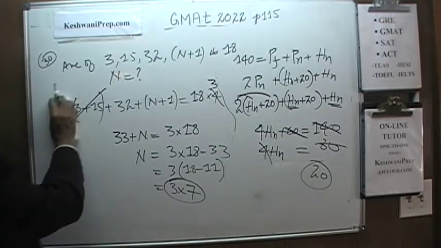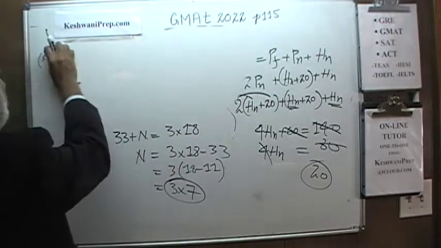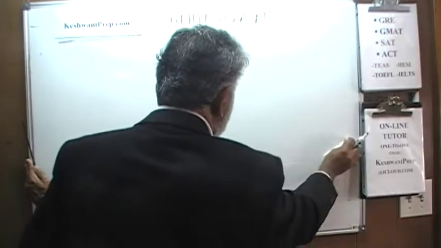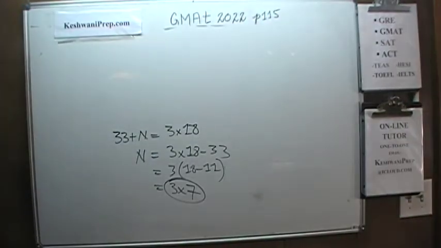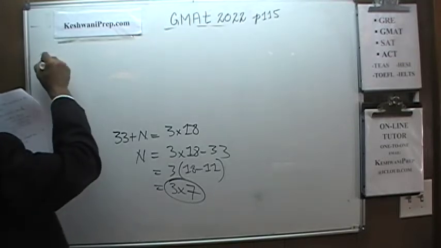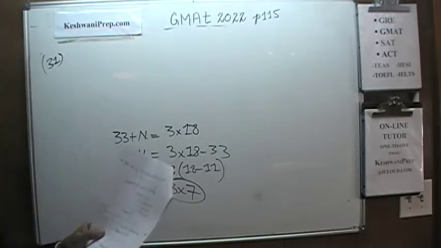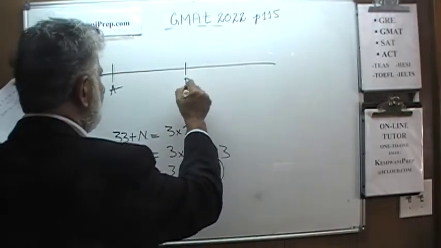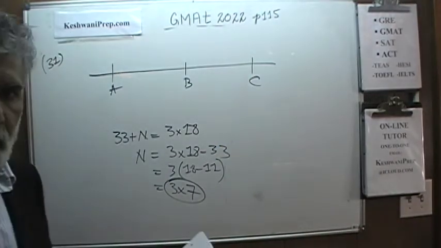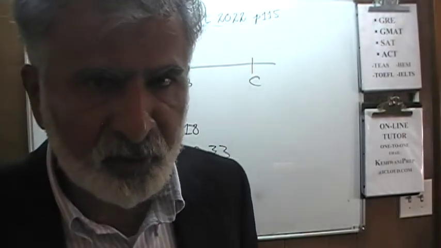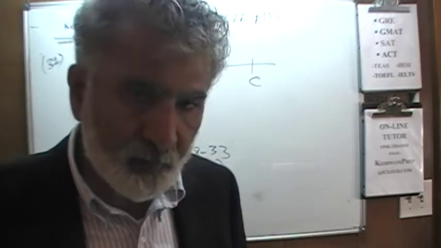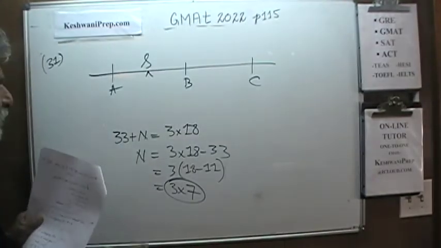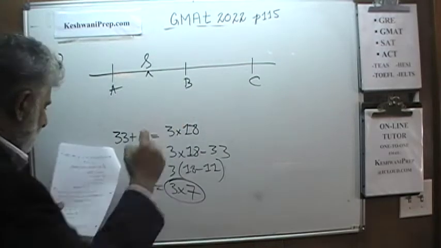Number 31. In number 31, we are told that A, B, and C are on a straight line. So let's put them on a straight line, A, B, C. We're going to develop the picture as we read one line at a time. Then we are told that S is halfway between A and B. The school is exactly halfway between this guy's house and this guy's house.